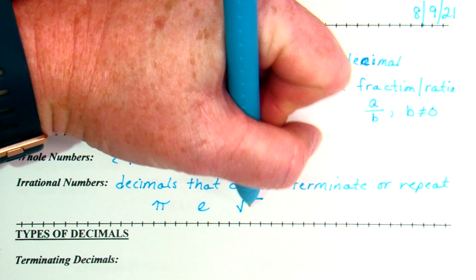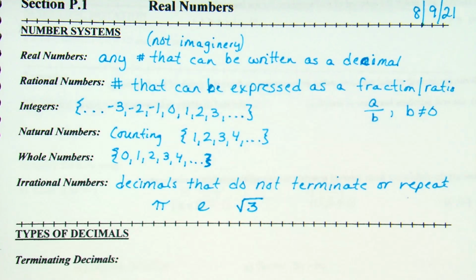How about square root of 3? Square root of 2 would work also, yes. Square root of 5, square root of 8, square root of 7, square root of 9? No, because square root of 9 is 3. That's a whole number. Okay? So irrational numbers, those big, long, messy decimals is a good way to put it. Not a mathematical way to put it, but it's a good way to put it. Big, long, messy decimals, right?